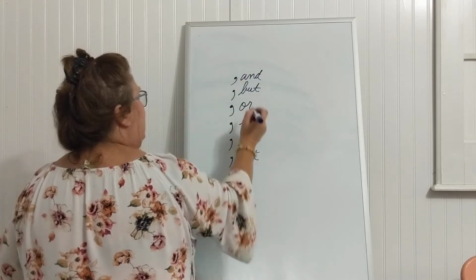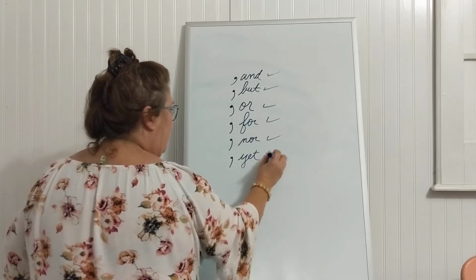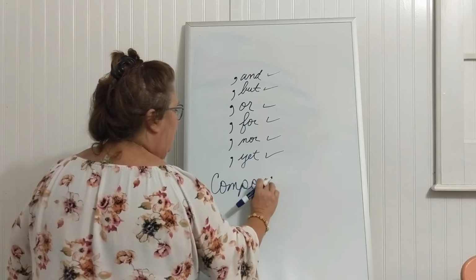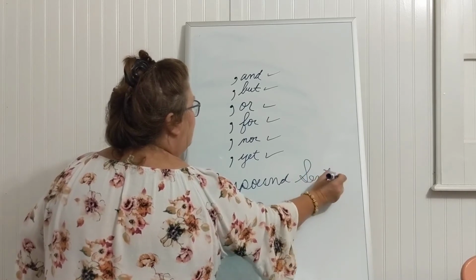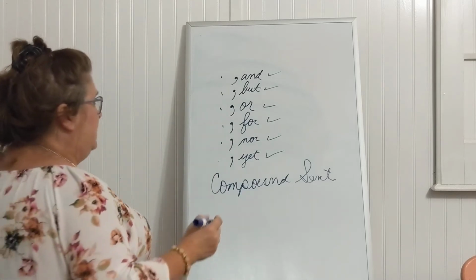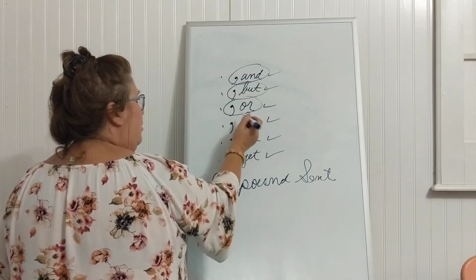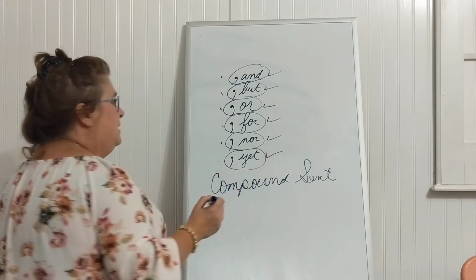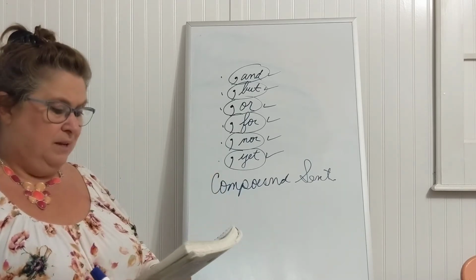If we see a comma and, a comma but, a comma or, a comma for, a comma nor, or a comma yet, then we automatically know that we have a compound sentence. That right there is our sure giveaway that we have a compound sentence. So if we see a comma and, we will circle it. A comma but, we will circle it. A comma or, we will circle it. Comma for, we will circle it. Comma nor, we will circle it. And comma yet, we will circle it. And then we will find our subject and verb for each complete thought.